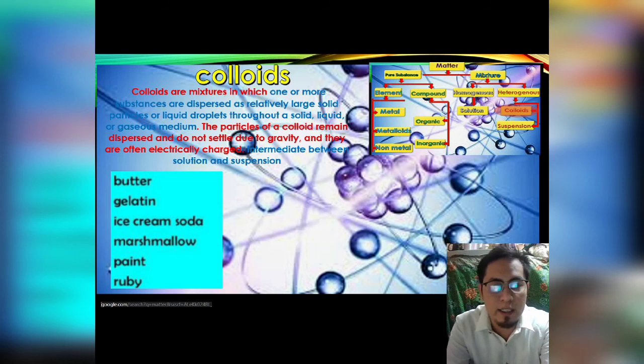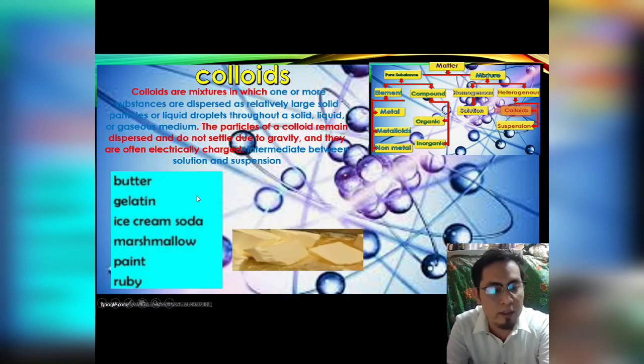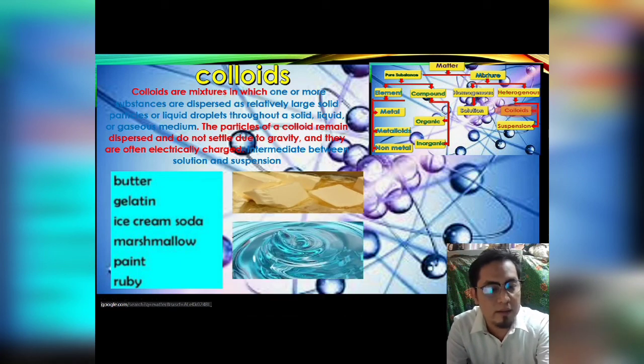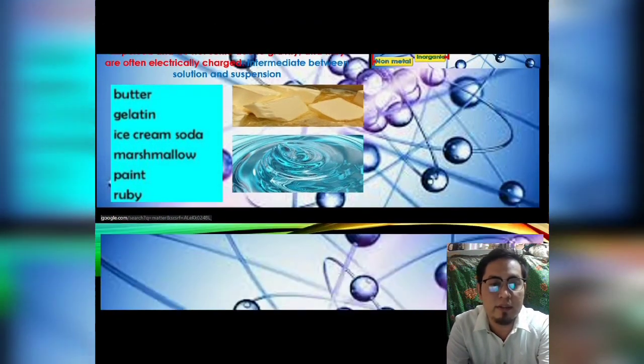Okay, so basically, examples of colloids are butter, gelatin, ice cream, marshmallow, paint, ruby, gel, and these are examples of colloids.